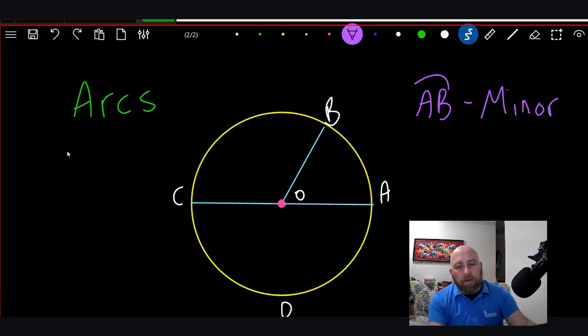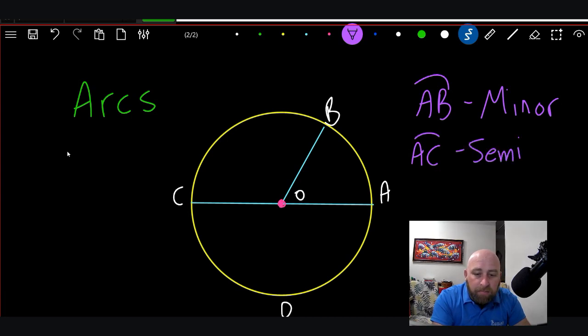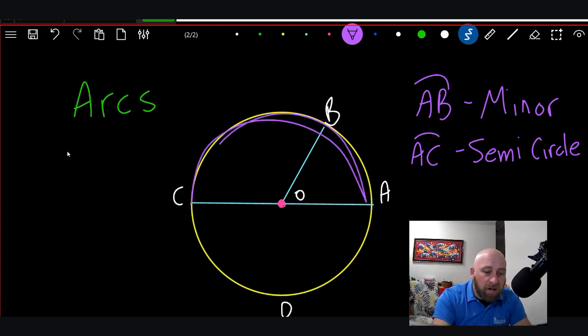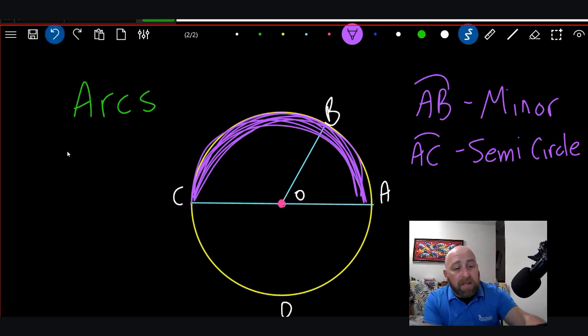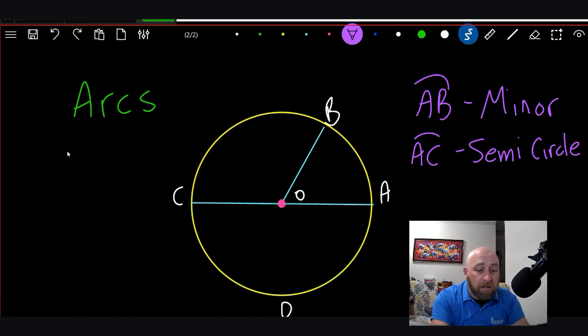A minor arc. Minor arcs are arcs that are less than 180. So any arc that's less than 180, a semicircle. Okay, what's a semicircle? Arc AC is a semicircle. What does that mean? It means that it's 180 degrees. Remember, the whole circle is 360, but we're talking about just this arc right here, half of the circle. If the diameter is cutting it in half, then we have a semicircle. AC, this one right here, is a semicircle.